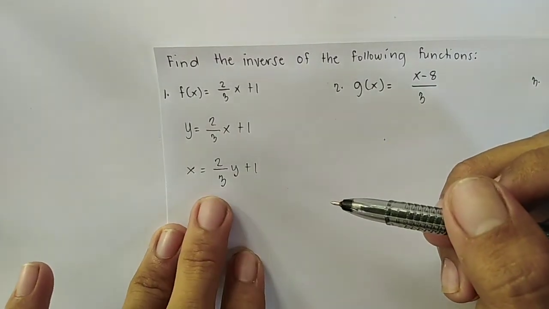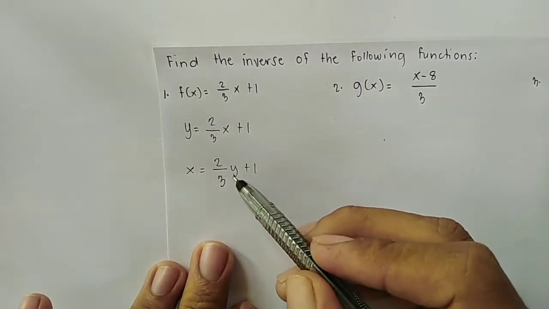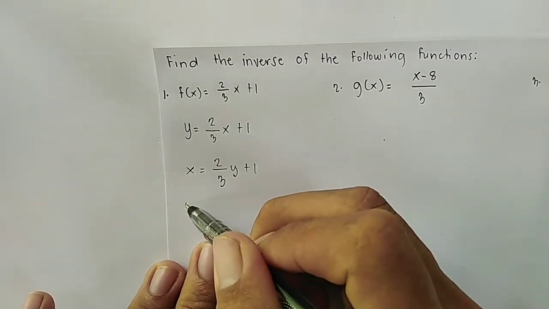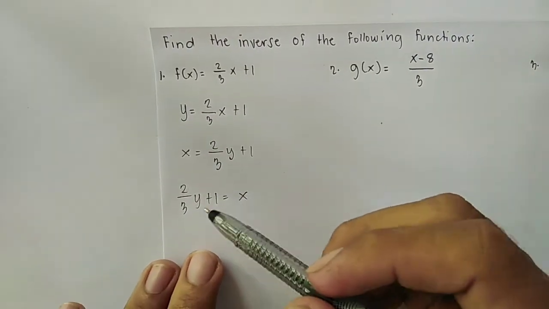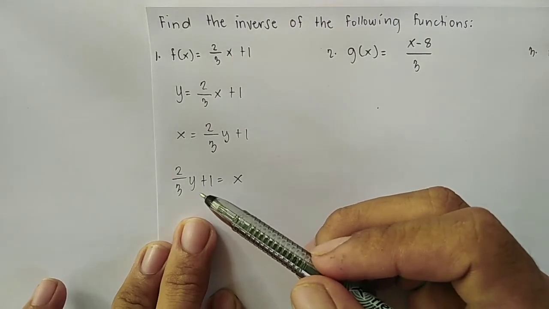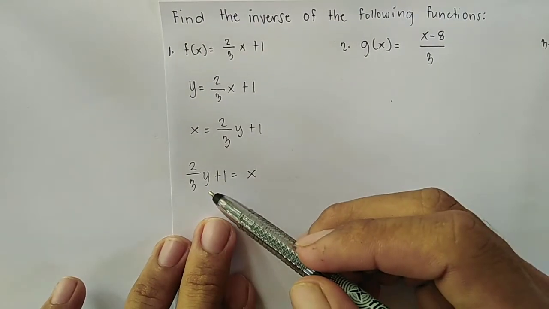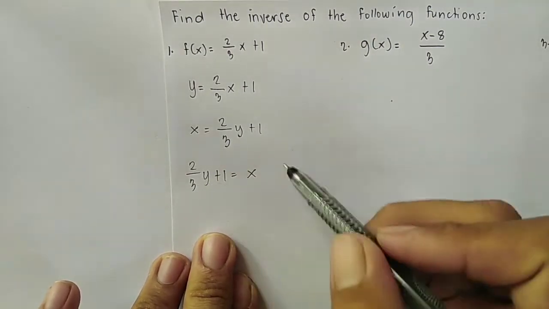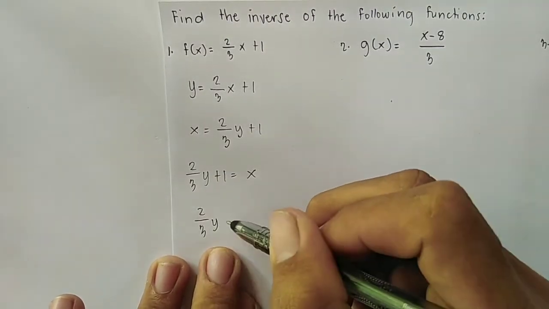Then afterwards, express the function in terms of y, or get the value of y. We will just interchange the left side and the right side, maintaining the sign. So we have 2/3 y plus 1 is equal to x. Then again, we have to express this in terms of y. We have to make sure that the variable y will be the one left in the left side, so we have to transfer all other terms to the right side. So we have 2/3 y is equal to x.